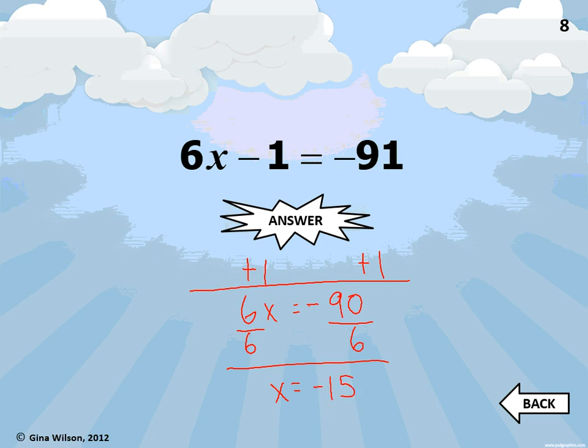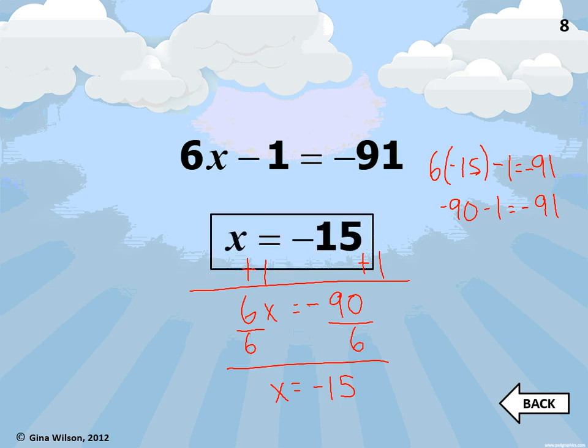Let's plug that in, make sure it works. 6 times negative 15, which is negative 90, minus 1. So negative 90 minus 1 equals negative 91. That is correct. So our answer is correct. Negative 15.